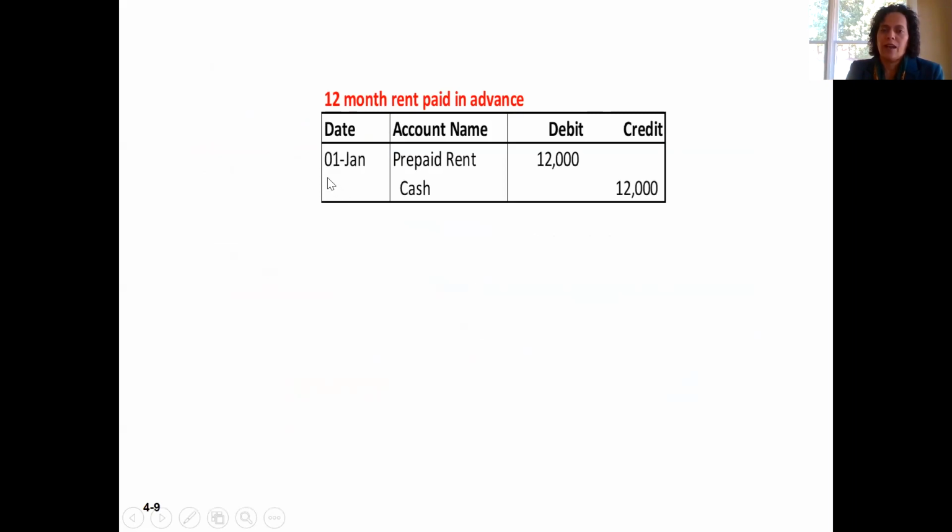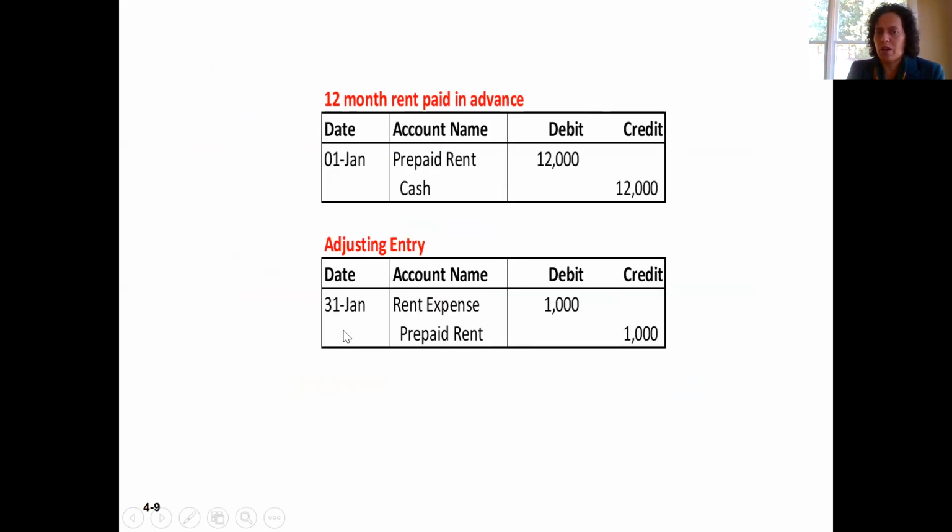On Jan 1st, I prepaid 12 months worth of rent. $1,000 per month. The landlord said I have to pay for the whole year. So prepaid rent debit, cash credit. At the end of each month, I'll have an adjusting entry. Rent expense debit, prepaid rent credit, $1,000. That's 12,000 divided by 12 because I told you this was 12 months worth of rent. So this journal entry is going to repeat 12 times during the year until all of this asset, prepaid rent, is used up. I'm getting the benefit out of it.